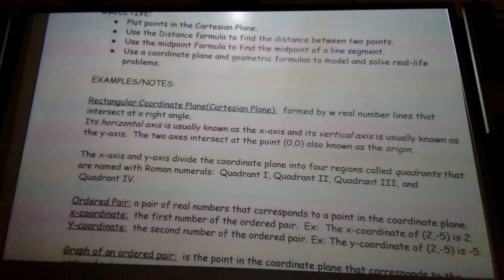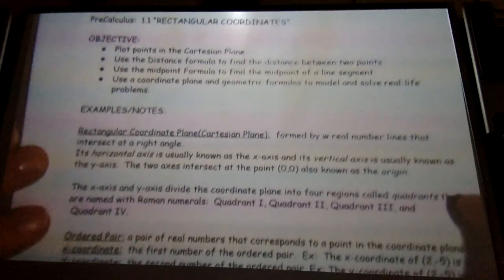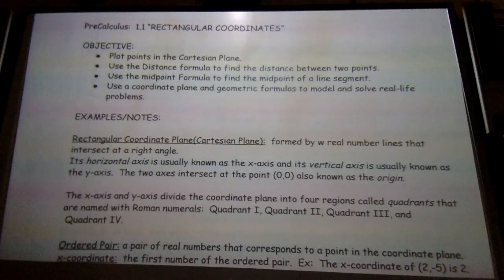All right. Unit 1, Lesson 1. Our objective is to plot points, use the distance formula, midpoint formula, coordinate plane, and geometric formulas to model and solve real-life problems.